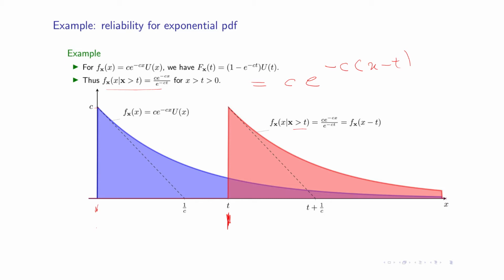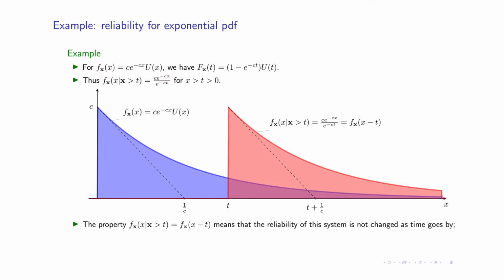Of course, if there's a failure, then you don't have that. So this is called a memoryless system. If the PDF is exponential, we call it a memoryless system. This is the only PDF which has this property, the only continuous type. For discrete type, you have the geometric, which is also like exponential. So the property that the conditional PDF given this event is just the shift of the original PDF means that the reliability of this system is not changed as time goes by.